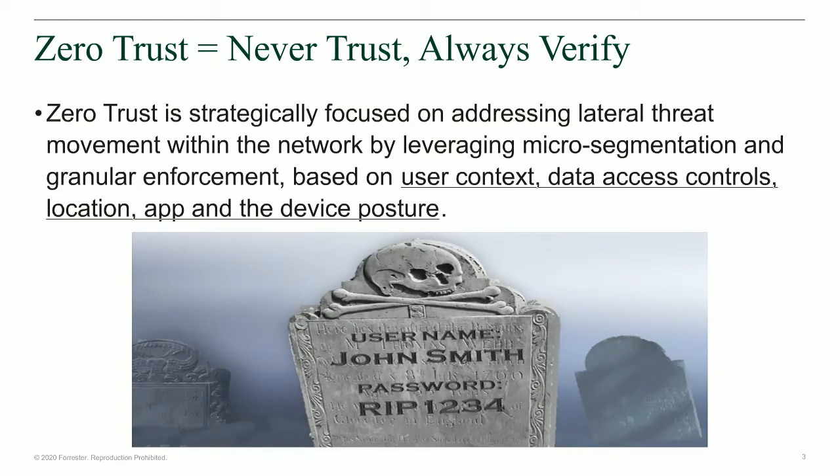Now, the definition, in my opinion, is that zero trust is strategically focused on addressing lateral threat movement within the network by leveraging microsegmentation. And I mean microsegmentation in a much grander context than just firewalls, and granular enforcement based on user context, data access controls, location, application, and the device posture. Those are the 7 core components of what zero trust is composed of, in our opinion, based on research and a decade's worth of data, interactions, and workshops to back that up. But the takeaway is your organization may not necessarily have all of those things that they have to be responsible for no matter what.